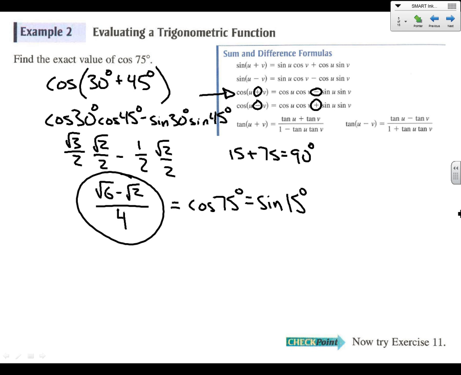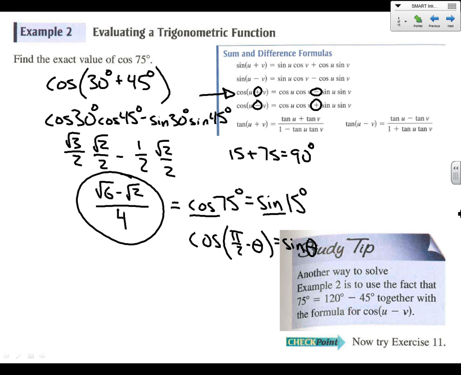So remember, complementary angles, the cosine of one is the same as the sine of the other, always, right? That's the formula we have. Cosine of 90 minus the angle is equal to the sine of the angle that we have in our formula sheet. All right? Now, quick note on this one.